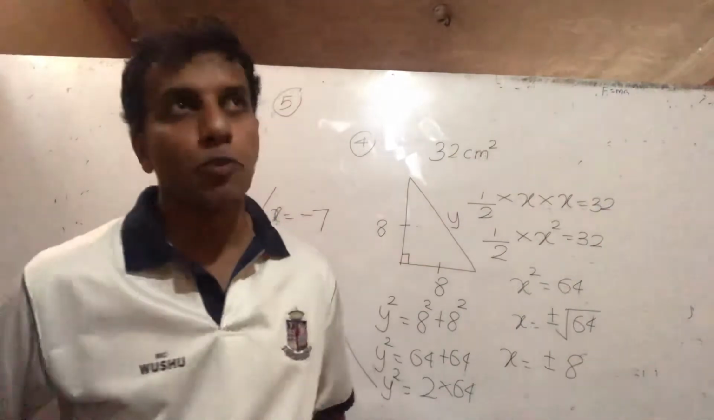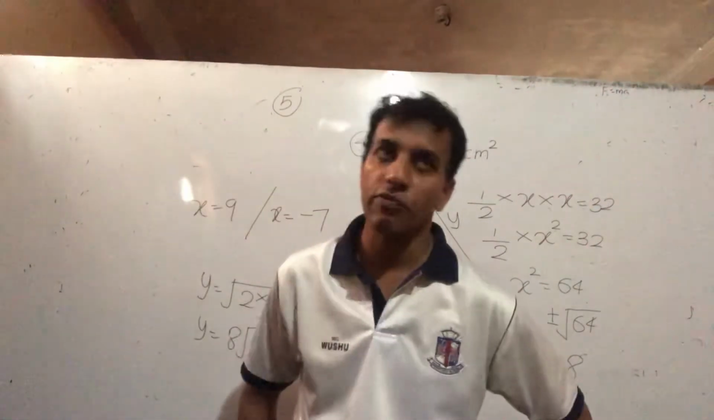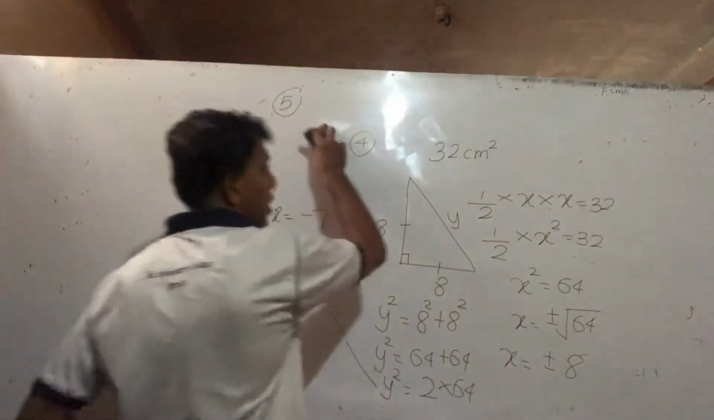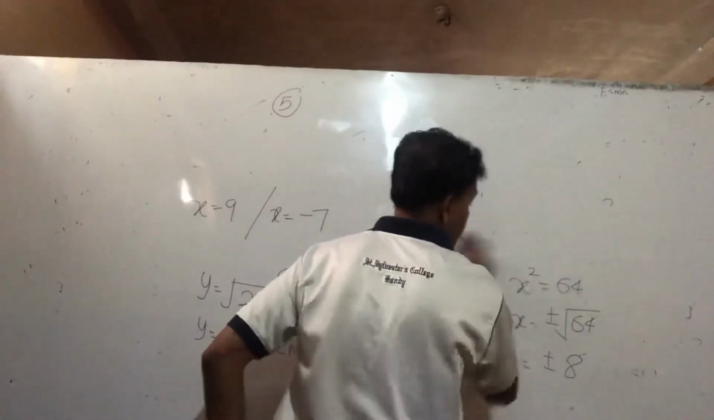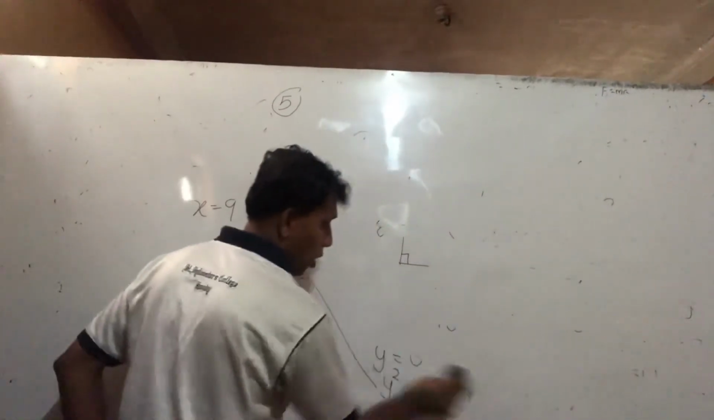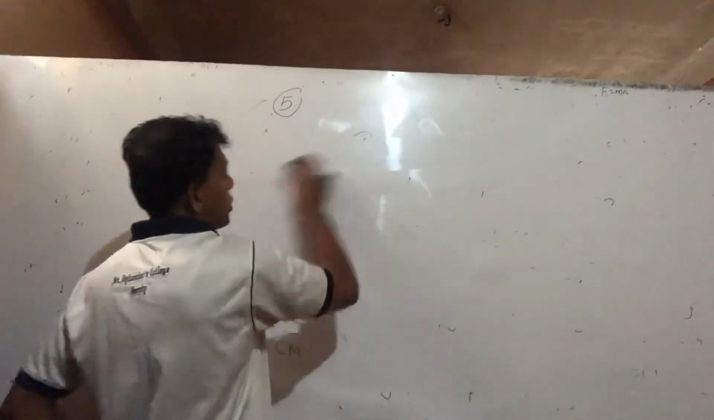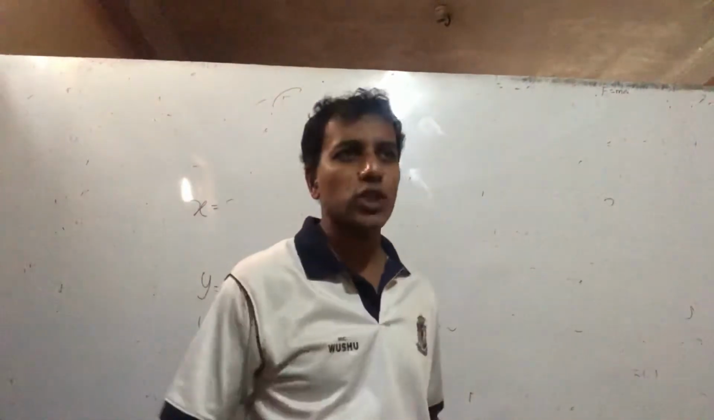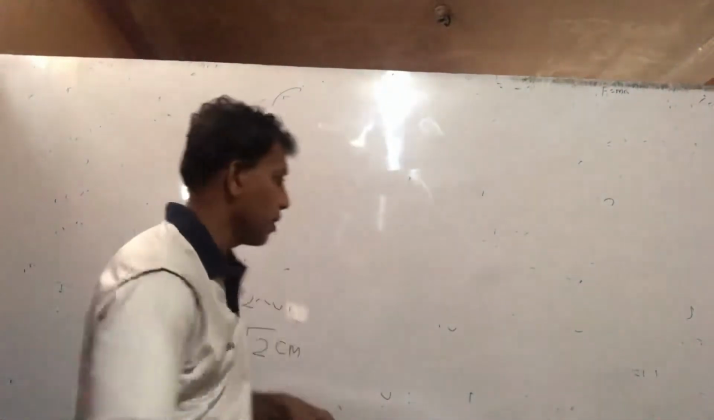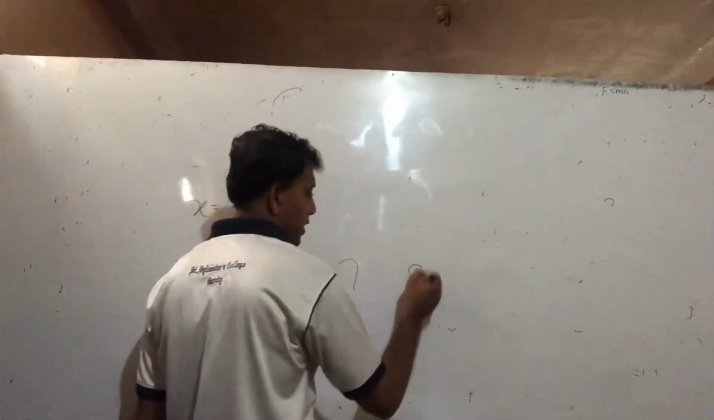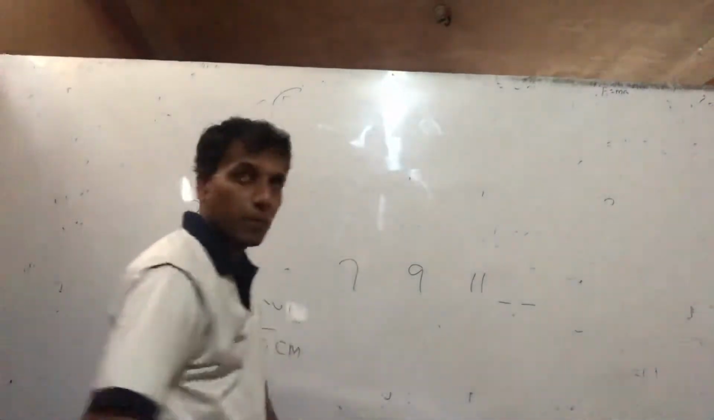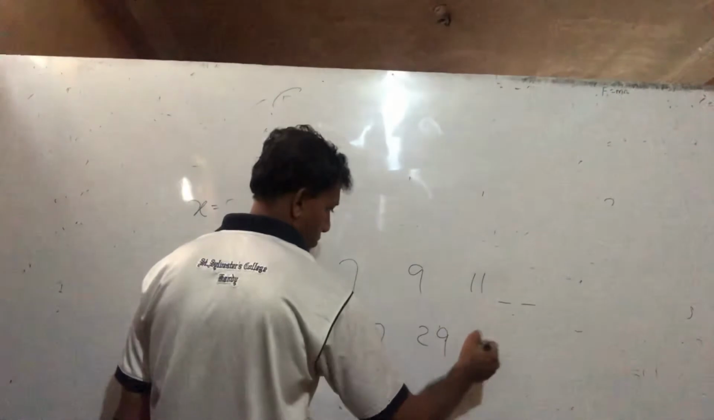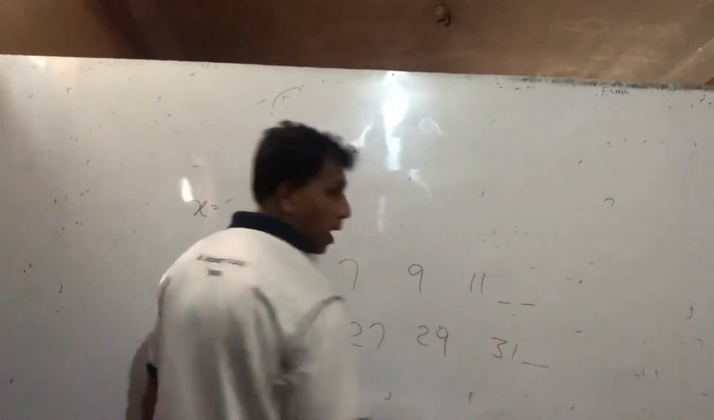So what does product mean? Product means multiplication. There are 2 numbers and the multiplication answer is given. Not only that, they are odd numbers. Do you know odd numbers? 1, 3, 5, 7, or 19, 21, 23, odd numbers. 7, 9, 11, odd numbers. 27, 29, 31, odd numbers.